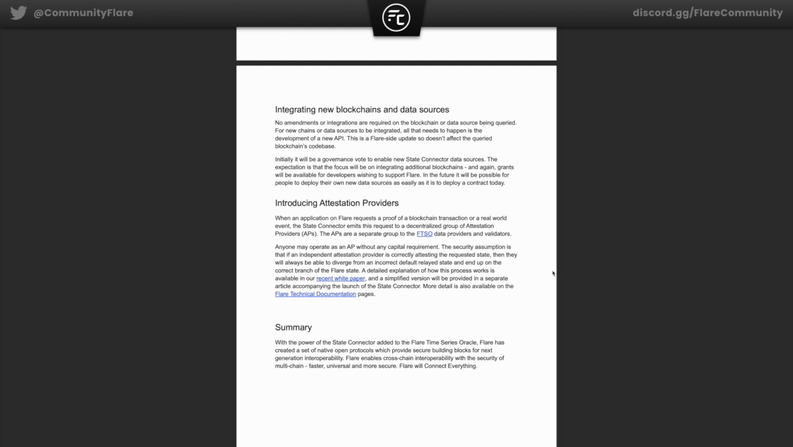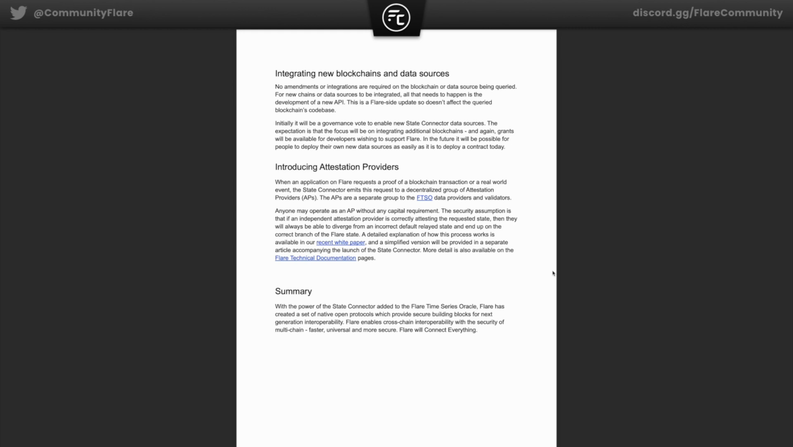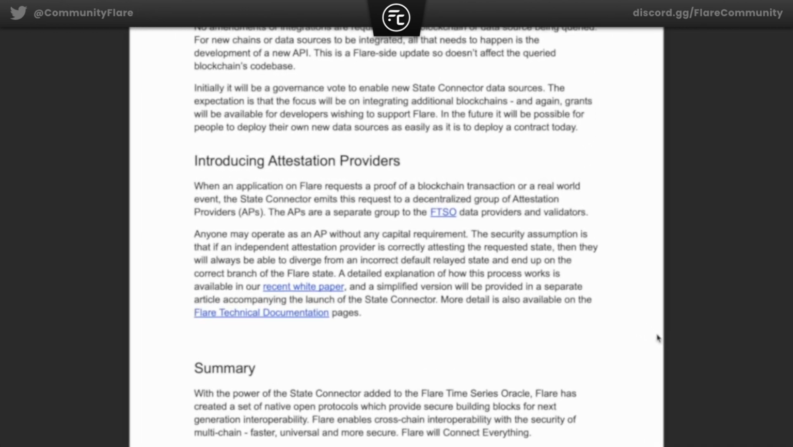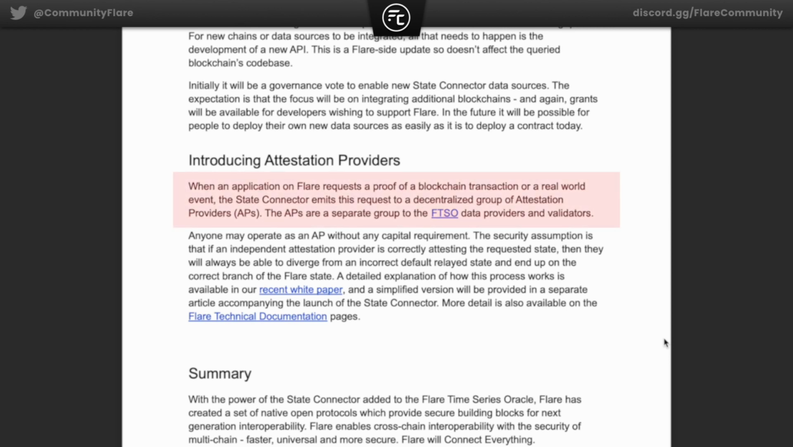So here we have the penultimate paragraph here, and this is the introduction of attestation providers who are going to be providing a new role on the Fleur network. When an application on Fleur requests a proof of blockchain transactions or a real-world event, the state connector emits this request to a decentralized group of attestation providers, commonly known as APs. The attestation providers are a separate group to the Fleur time series Oracle data providers and validators. So please just ensure that you are aware that these groups are separate.